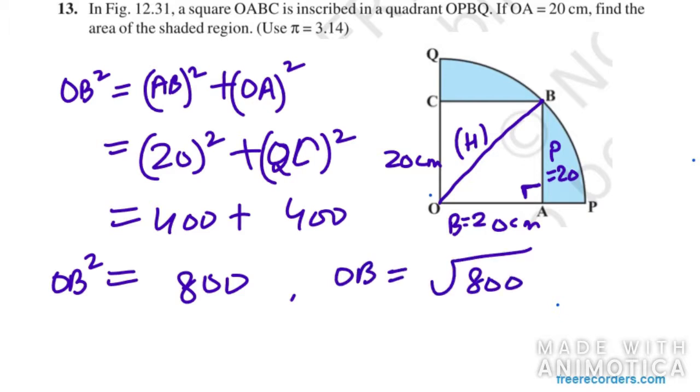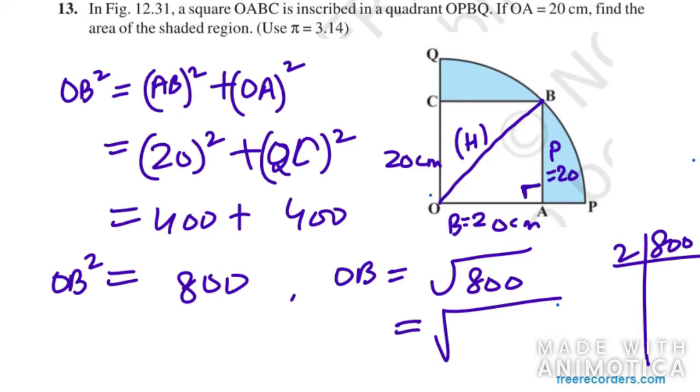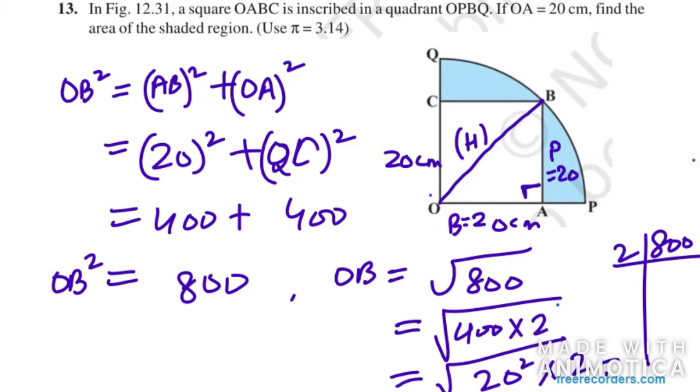Now when you factorize this, no need to factorize this, you can write it as 400 into 2. So we can write 400 as 20 square into 2. So the square gets cancelled out with the under root. So it will be 20 under root 2 centimeter. That means my hypotenuse is 20 under root 2 and you can consider it as the radius of the quadrant OPBQ.